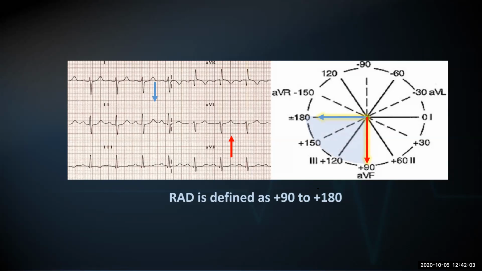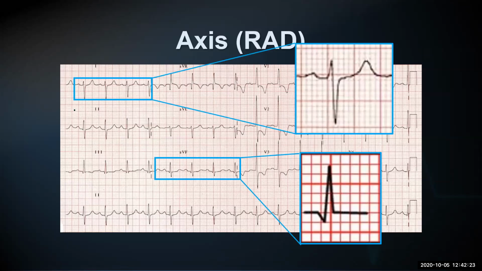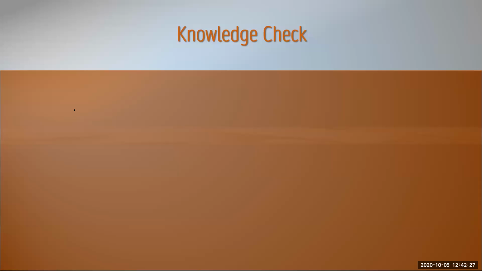Just to make sure, if leads 1 and 2 are always normal, then it has to be, for the most part, a normal axis, not just because lead 1 is normal. So for right axis deviation, we can see that on lead 1, it's going to be negative, and on lead AVF, it's positive. They're returning to each other, so it's a right axis.